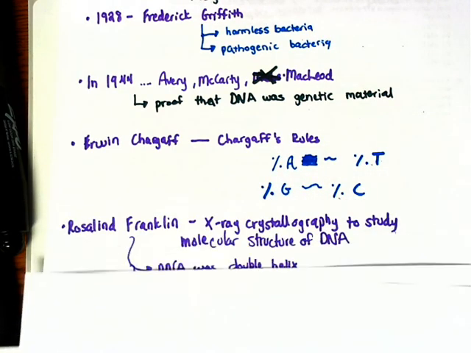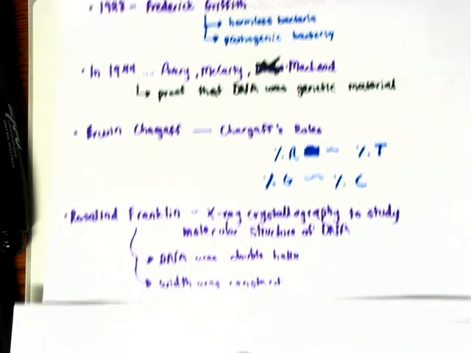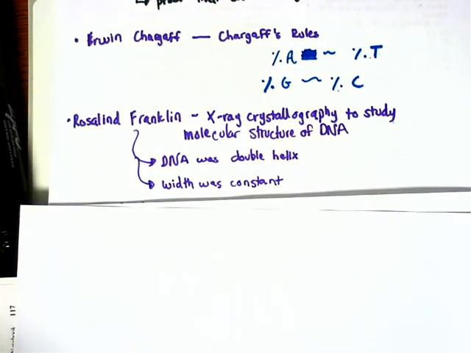We skip forward a little bit and we talk about Rosalind Franklin, who received some credit for the structure of DNA, but not as much as she probably deserves. She used X-ray crystallography to discover the shape of the DNA.